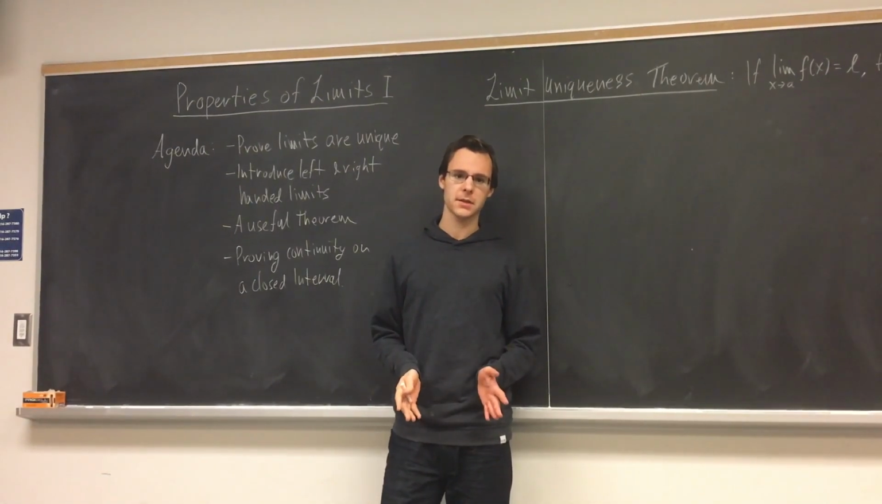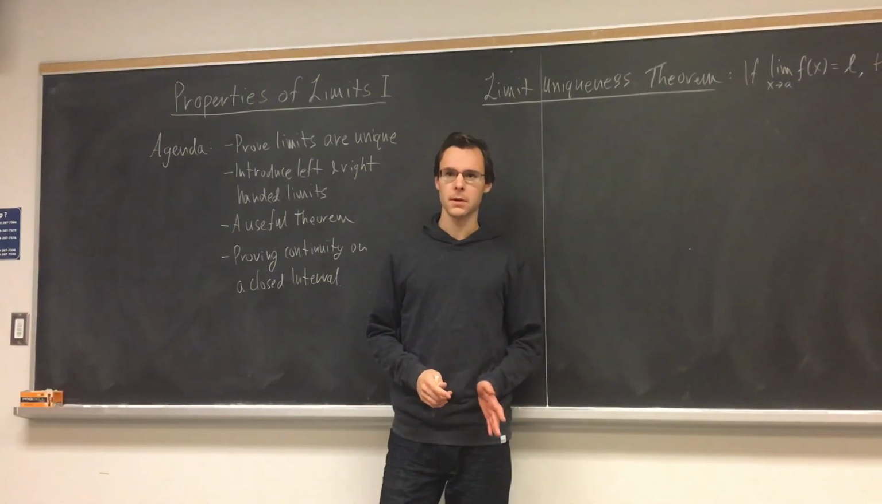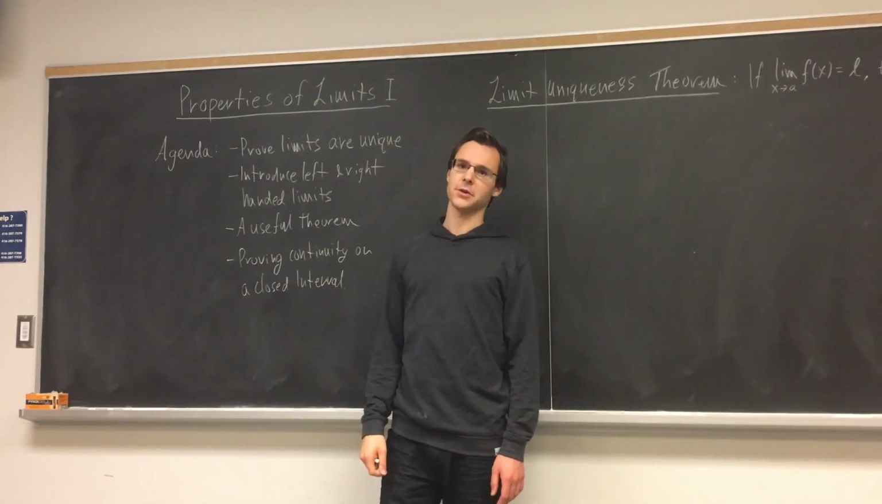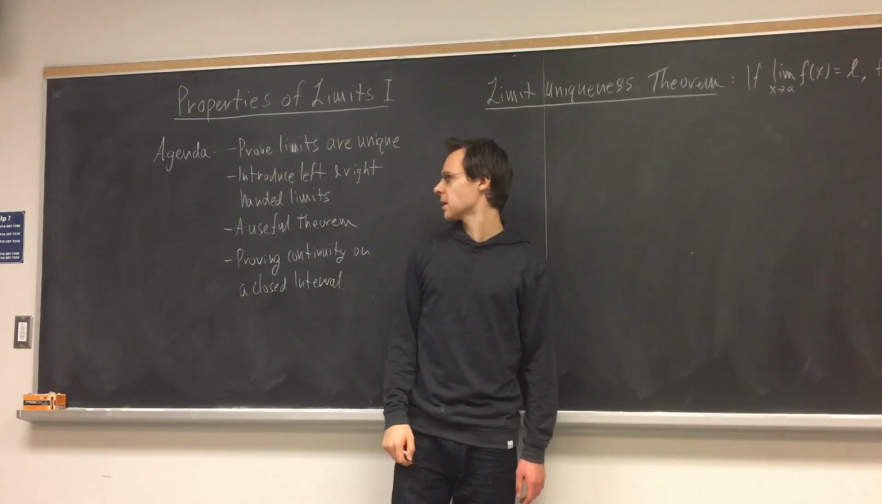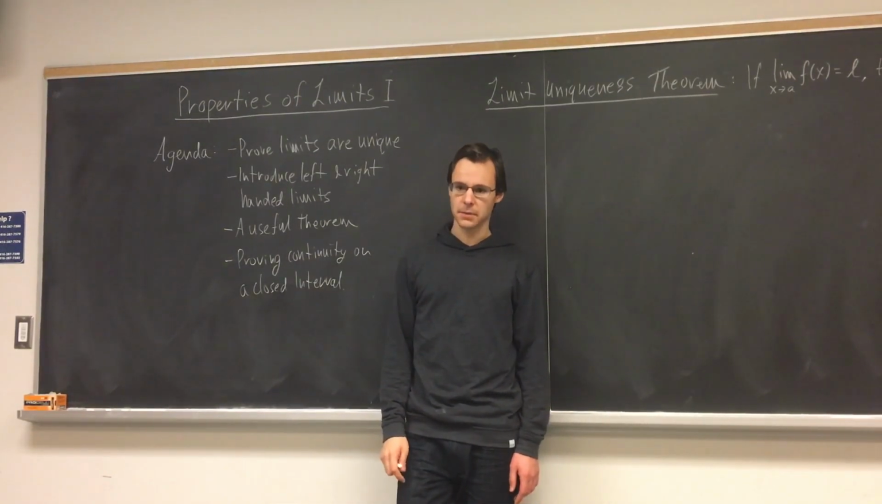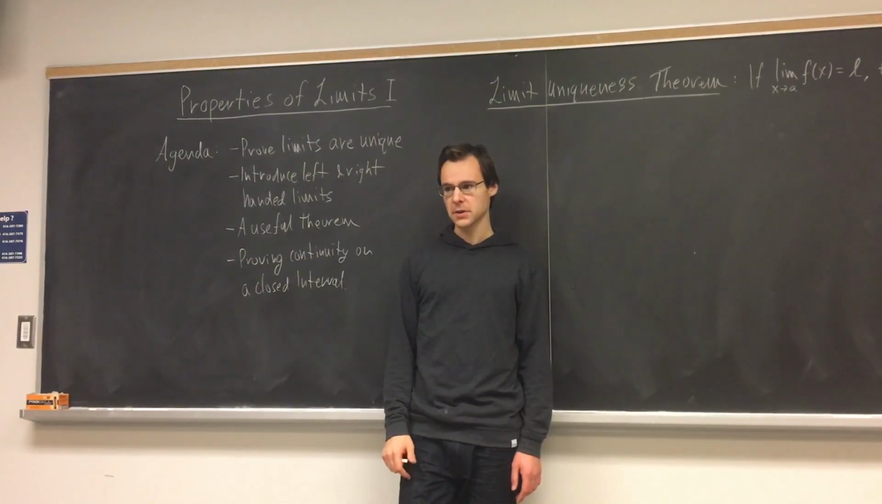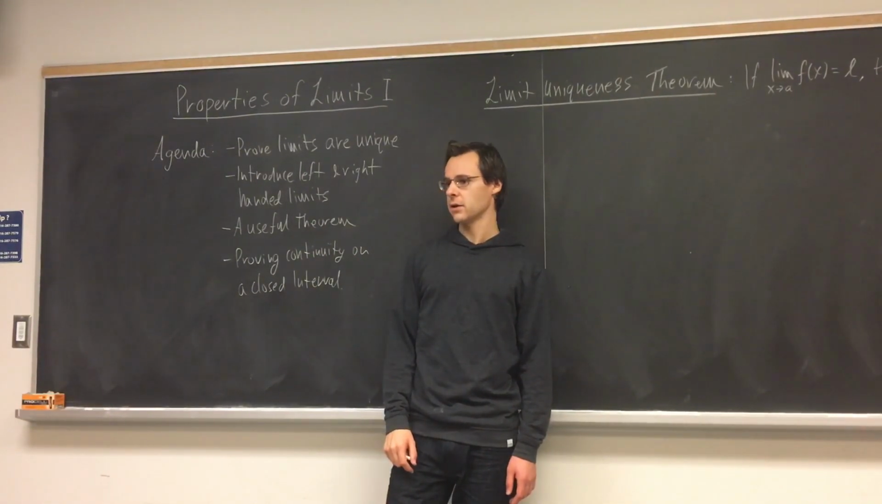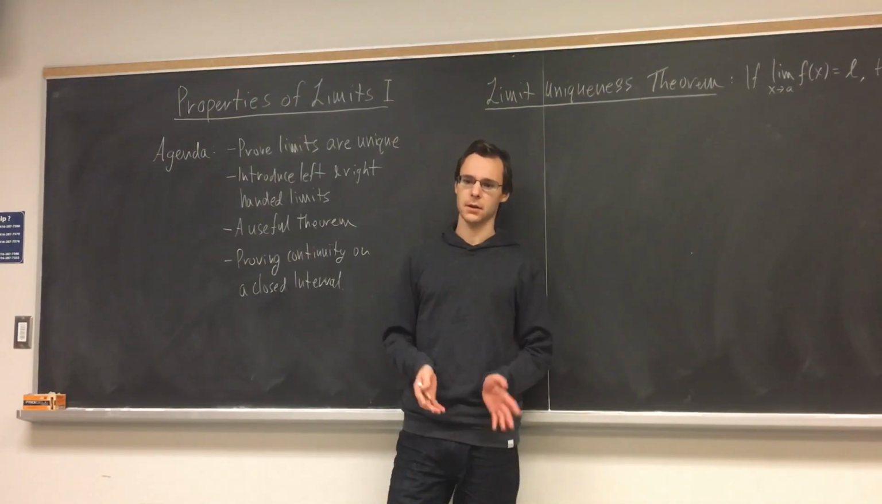All right, so today we'll be discussing properties of limits. The first thing on our list, things to do, is we're going to prove that limits are unique. Then I'm going to introduce left and right-handed limits, something we haven't talked about yet. We'll see a useful theorem about these limits. And lastly, we'll discuss how to prove that a function is continuous on a closed interval.